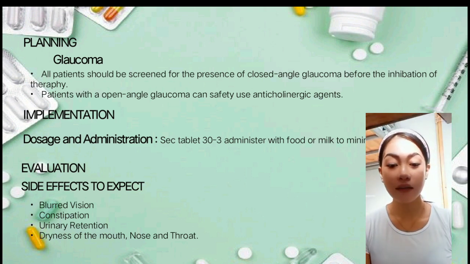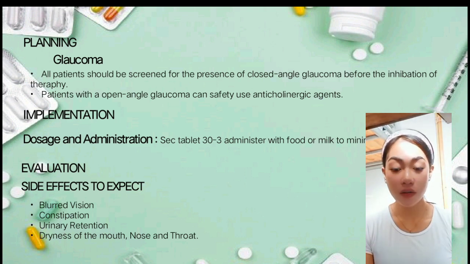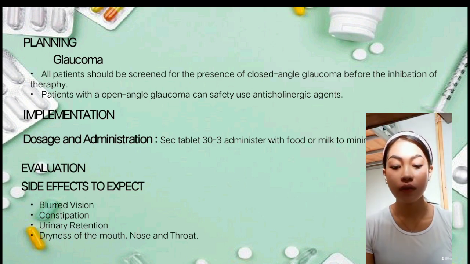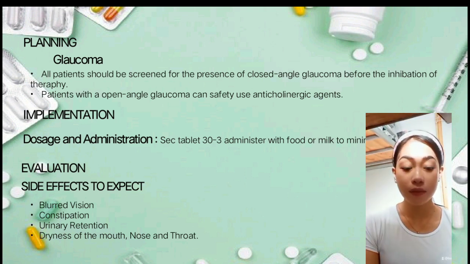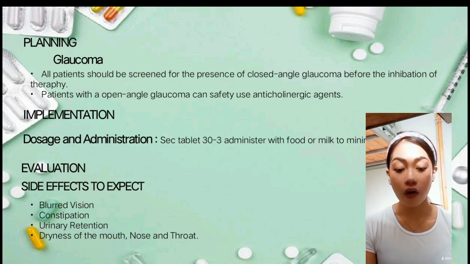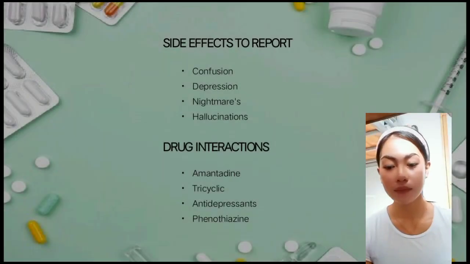Evaluation, side effects to expect. Blurred vision, constipation, urinary retention, dryness of mouth, nose, and throat. So, these symptoms are the anticholinergic effects produced by antispasmodic agents. Patients taking this medication should be monitored for the development of these side effects.